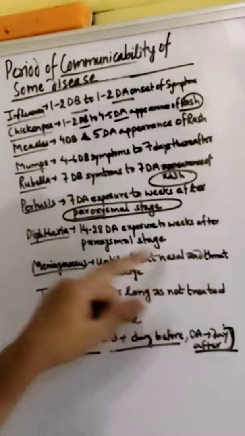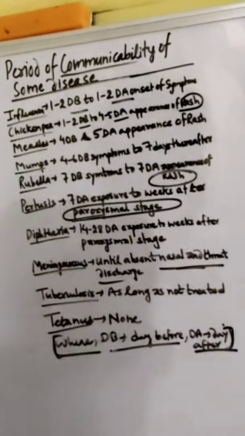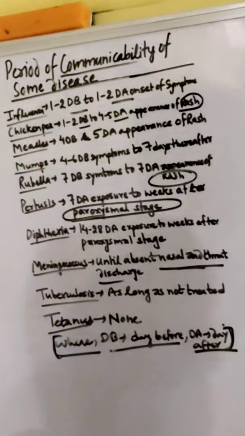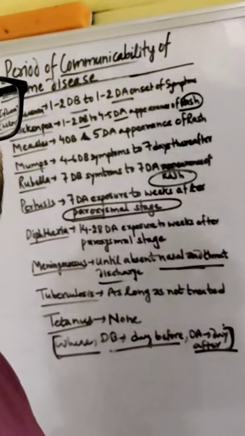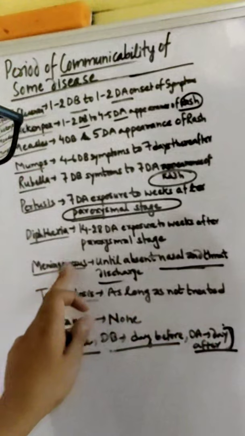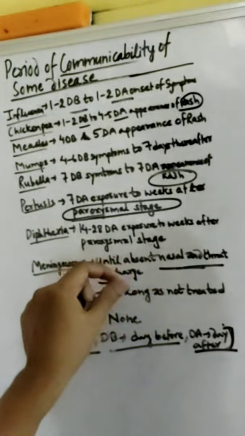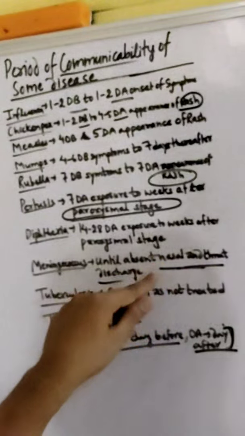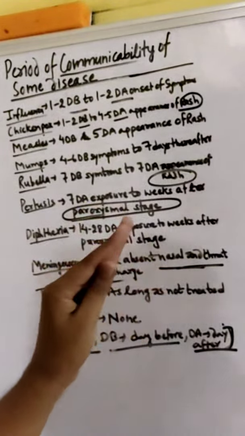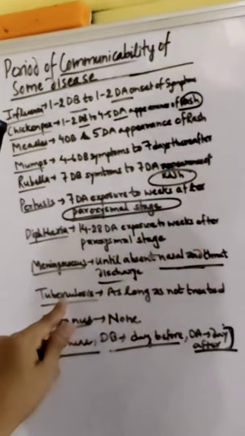Meningococcus, until absent nose and throat discharge. Why nose and throat discharge? Nose and throat are the main carriers in the case of meningococcus. So here, until nose and throat discharge is absent. In the case of meningococcus, until the nose and throat discharge is absent, it will be communicable to another person.